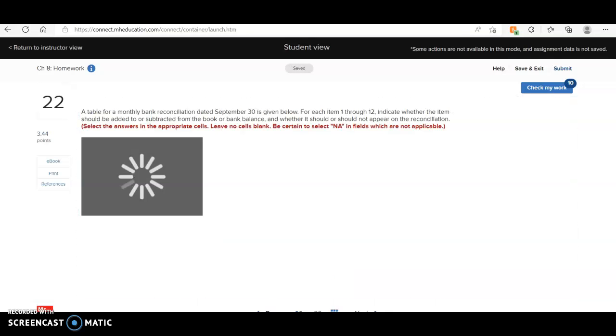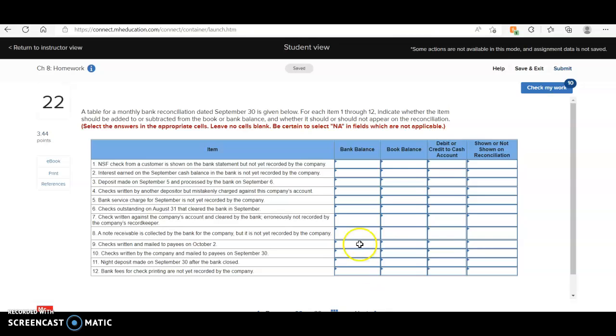Number 22 is another one that would be helpful to just go through and look at how it's going to be on the reconciliation. So you're going to look at if it's going to be a bank balance, a book balance, whether it's a debit or credit to the cash account, and whether you're going to see it on the bank reconciliation or not. So you're going to go through those. Again, you have 10 check my works. It does tell you leave no cells blank. If it doesn't apply, put NA where it does not apply.